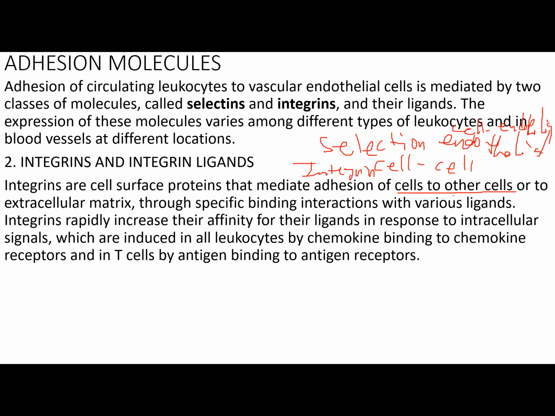Integrins would be cell to cell or to the extracellular matrix through specific binding interaction with various ligands. Integrins would rapidly increase their affinity for their ligands in response to intracellular signals, which are induced in all leukocytes by chemokine binding to chemokine receptors, and in T cells by antigen receptors. So they increase the affinity, or the attachment, of the cell-to-cell interaction.